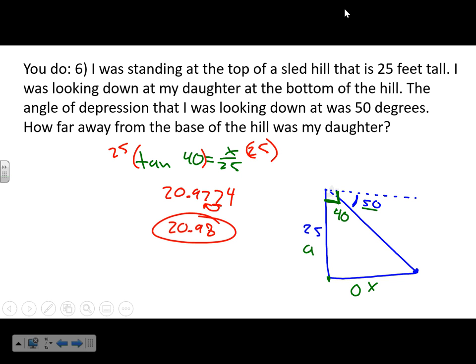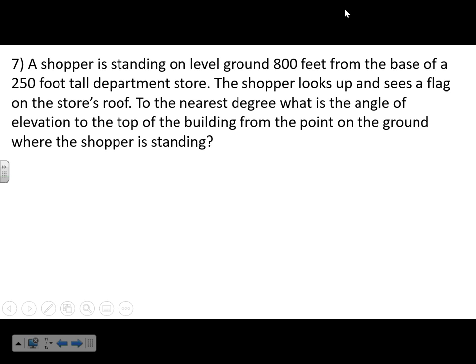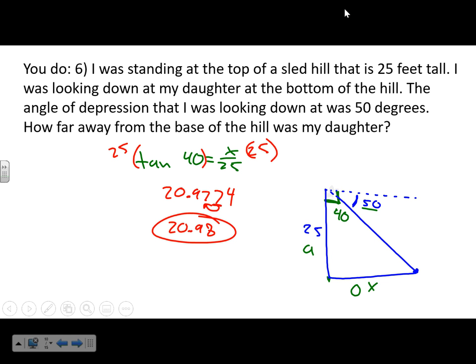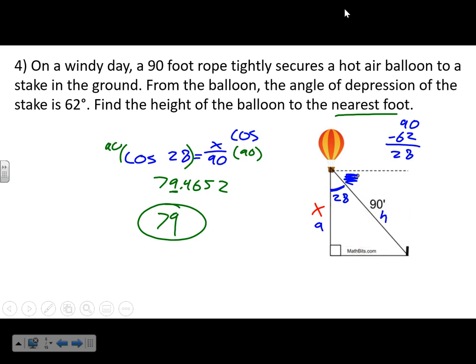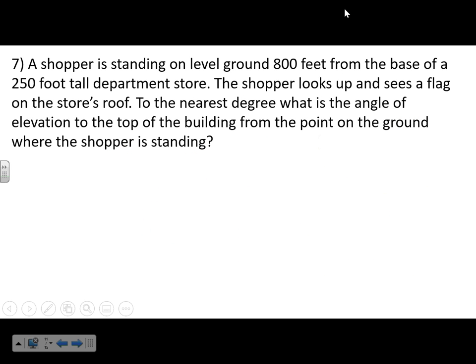So that's the angle of elevation and depression, but now we're going to do some that are a little bit different. So far, all of them that they've given us, they give us the angle, and we have to find one of the lengths. So this one, they gave us the angle of 50 degrees. We had to use that. This one, they gave us the angle of 40 degrees, the angle of 62 degrees. They gave us all that. Now we're going to be finding the angle. So this one isn't a lot different. You're just using the inverse of those trig functions.